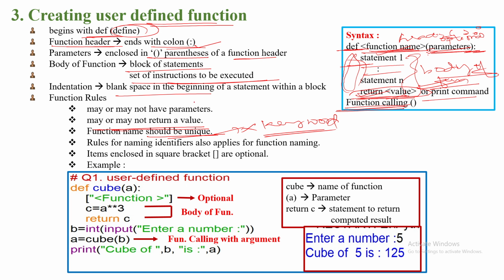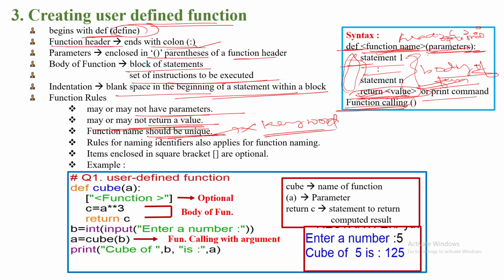Indentation is blank space at the beginning of a statement within a block. I already explained this. Function rules: a function may or may not have parameters. Just like I already told, a parameter is optional. It may or may not return a value. Sometimes functions return a value, sometimes not.